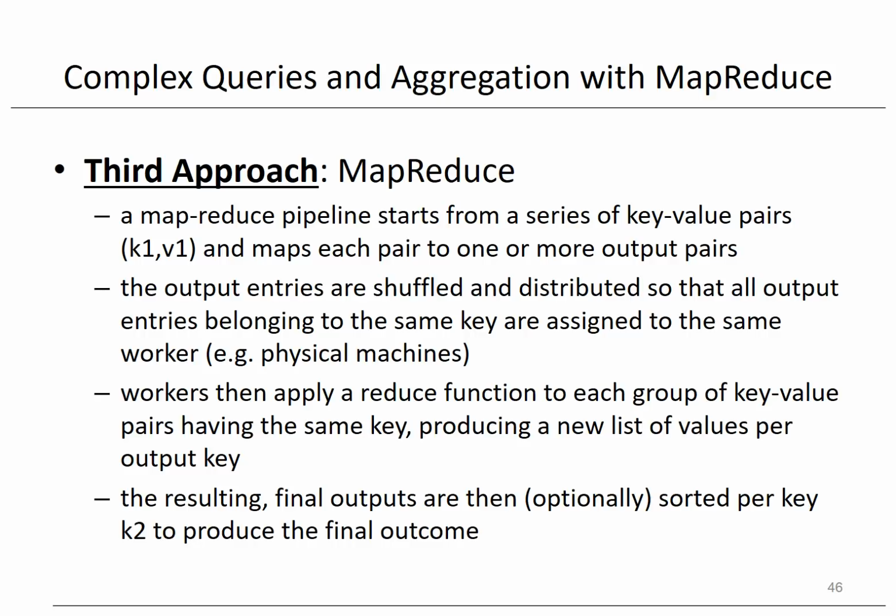Next, the output entries are shuffled and distributed so that all output entries belonging to the same key are assigned to the same worker. In most distributed setups, the workers will correspond to different physical machines. These workers then apply a reduce function to each group of key value pairs having the same key, producing a new list of values per output key. The resulting final outputs are then optionally sorted per key K2 to produce the final outcome.